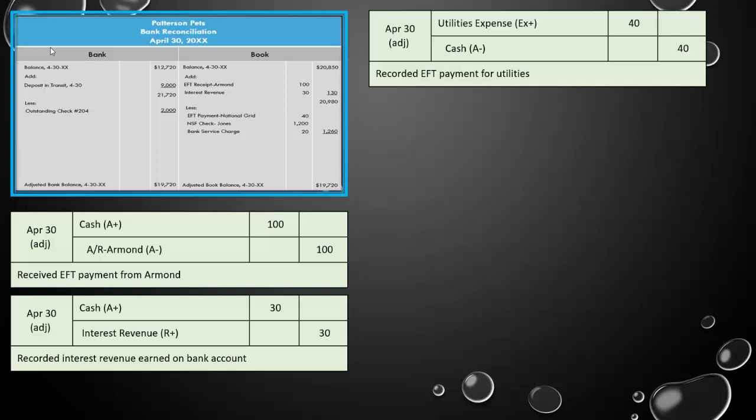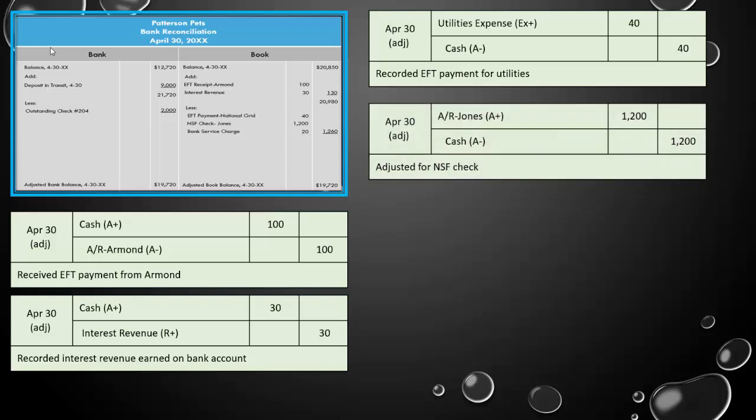We have that NSF check from Mr. Jones. Again, when this check originally came in, we took Mr. Jones's receivable off of our books because we thought that he paid us. Well, his check bounced. And I'm pretty sure everybody would agree that we still want the $1,200 from him, which means we need to put that receivable back on the books. He still owes us the money. So what is our entry here? Well, we're going to debit accounts receivable for Mr. Jones, again adding that receivable back to our books because he still owes it to us because this check bounced. And we're going to credit cash because that cash we thought we had in our bank account never actually made it there because it was a bounced check.